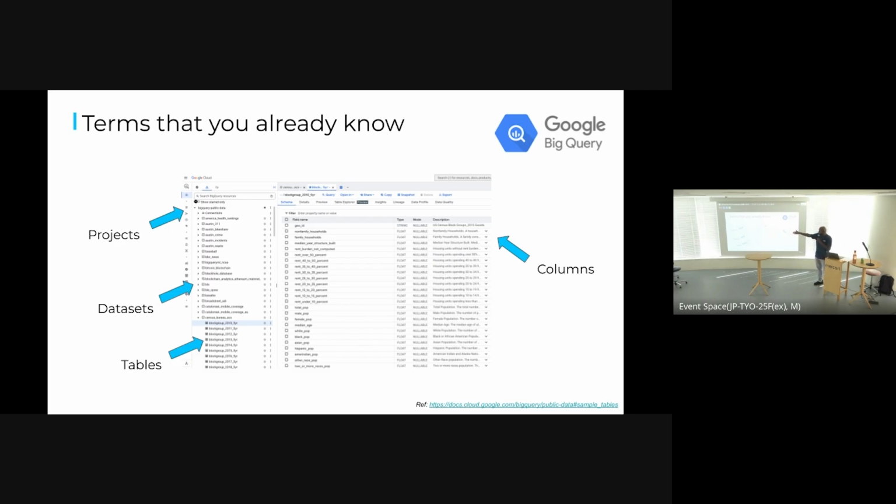So you have projects, datasets, and tables there, and then each and every table has multiple columns in it. So this is what a database table looks like, and you know the components, right? Projects, datasets, tables, and the tables contain the columns.